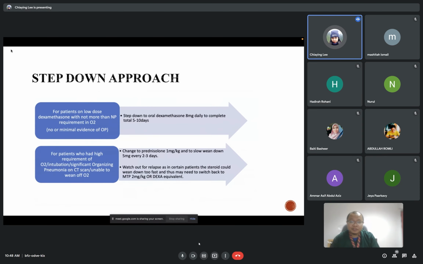Okay, so once you start the patient on IV steroid, we cannot discharge the patient with IV medication. We need to slowly step down to oral medication. So those who are on low dose DHSAH, we can step down to oral DHSAH to complete 5 to 10 days. And those on high oxygen requirement, we can change to prednisolone and slowly wean down every 2 to 3 days. Okay, and watch out for relapse.